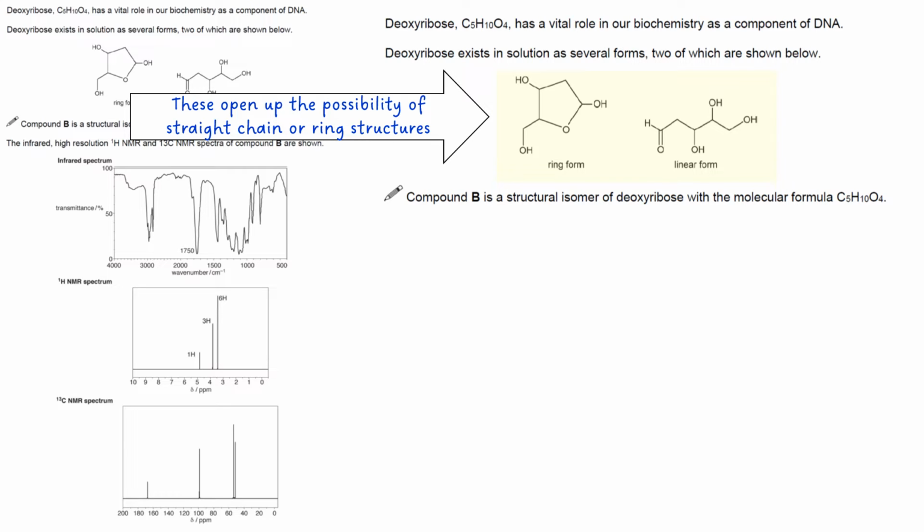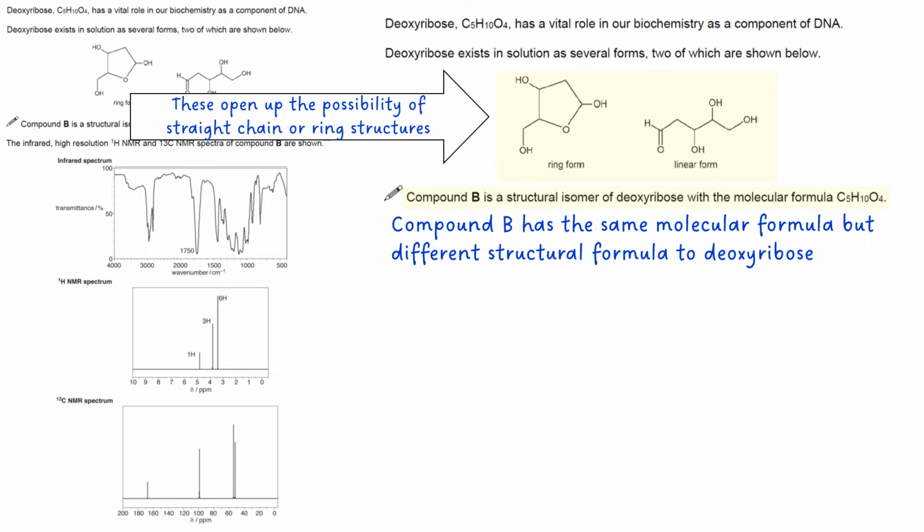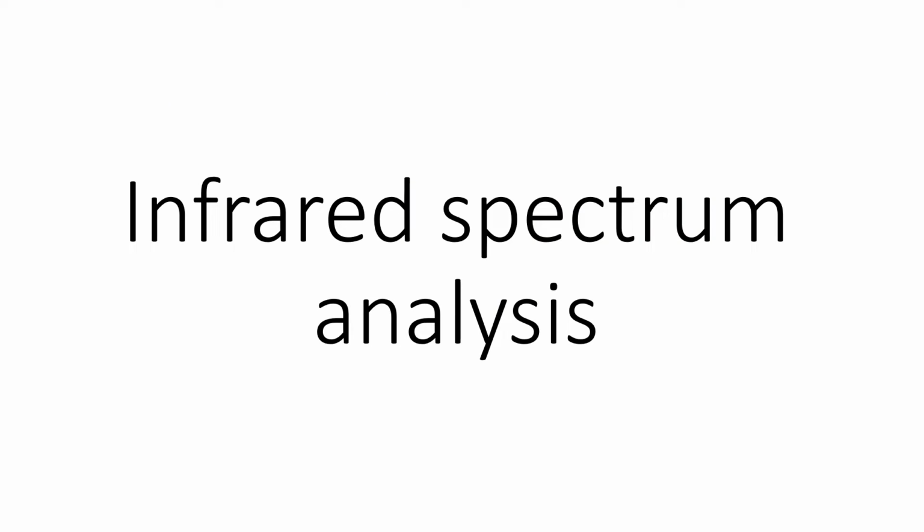I'm not suggesting that it is a ring structure, the compound we're looking for, but if they give you 2 different structures, it allows you to consider different ways in which the atoms could all fit together. So the molecular formula is C5H10O4. So that means compound B has the same molecular formula, but different structural formula to deoxyribose. So let's now do the infrared spectrum. So this time I'm going to take this part of the question and put this up here.